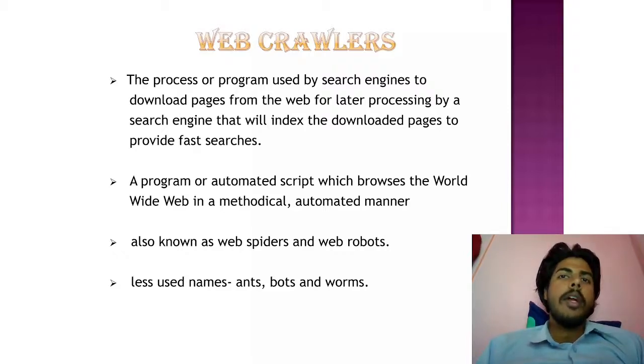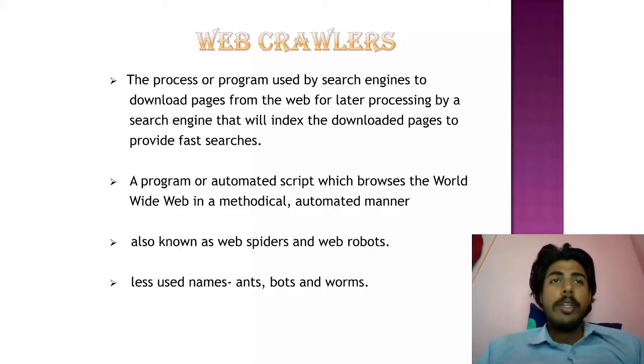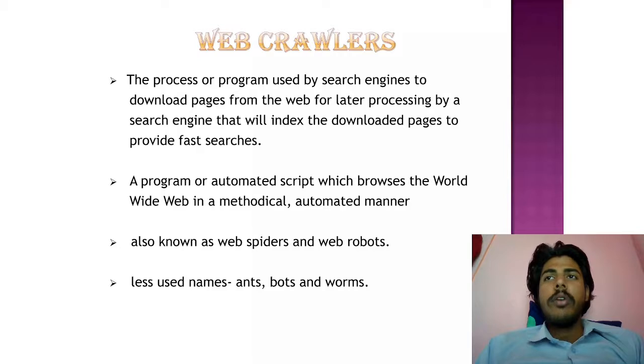Also known as web spiders and web robots. Less used names are ants, bots, and worms. Basically, a crawler, also referred to as a search engine bot or a website spider, is a digital bot that crawls across the World Wide Web to find and index pages for search engines.